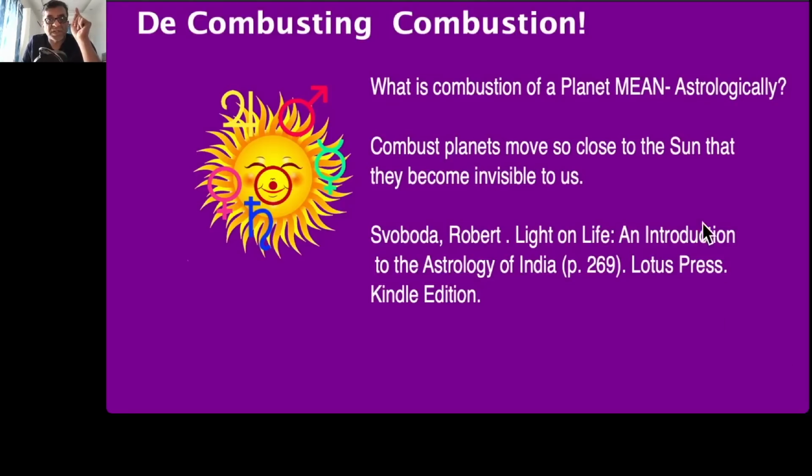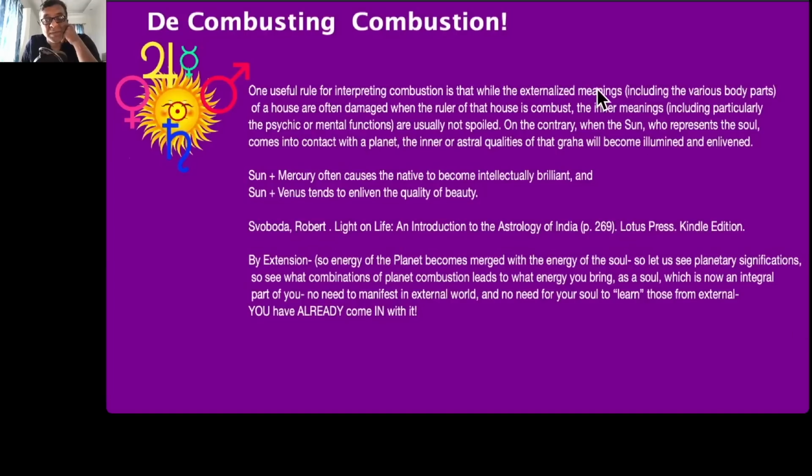So let us see what this book, Robert Svoboda's Light on Life, tells us about this. This is a wonderful book. I recommend it to all who are interested in learning Vedic Astrology. I typically don't go with Indian authors because they are too tied up with tradition and this is too confusing for simple minds like myself, really. So let us read through this. What does the definition mean according to the book?